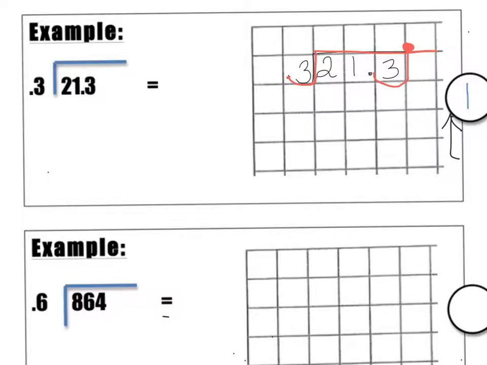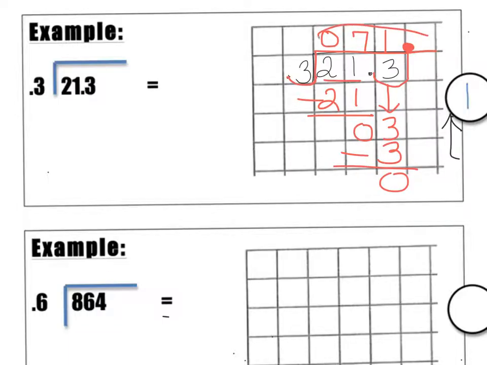3 cannot go into 2, so I'm going to put a 0 here. 3 can go into 21 7 times. 7 times 3 is 21. Subtract, you get 0. Remember to bring down the 3. Every single time you bring down, so every time you have an arrow, you must repeat and divide again. 3 goes into 3 1 time. 1 times 3 is 3. Subtract, 0 left over. That's very easy.